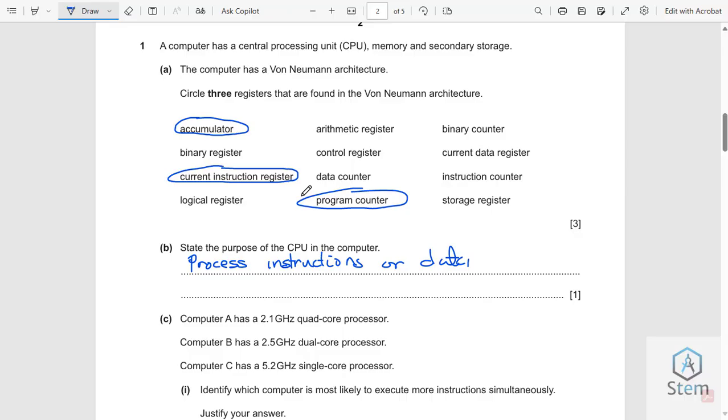Another way to say exactly this is to say the processor is performing the fetch, decode, and execute cycle. So the fetch, decode, and execute cycle is exactly the same as saying to process instructions or data. Instructions are the software, and the data is the data which your software is using.